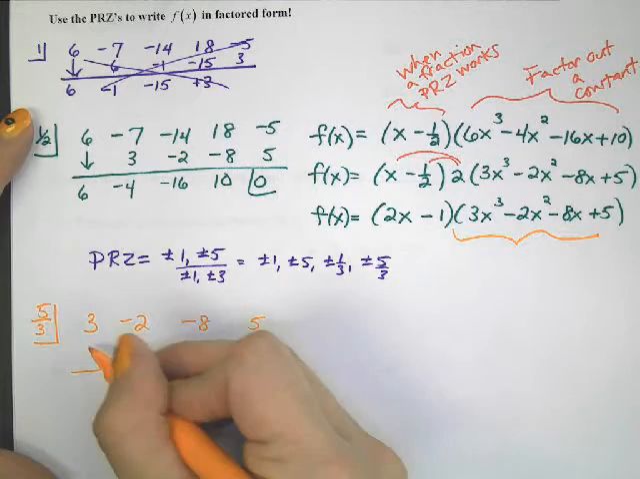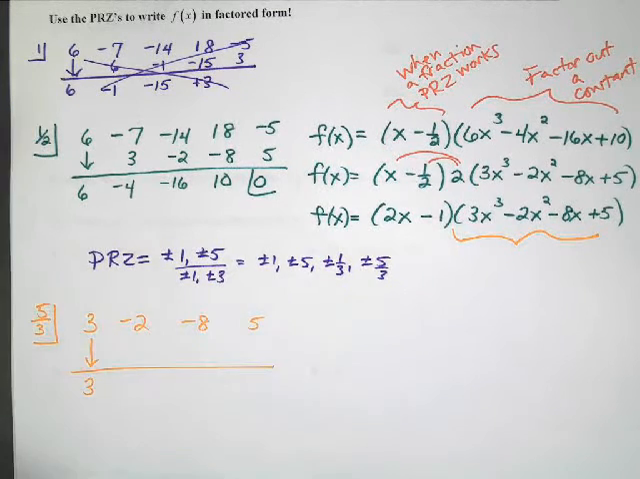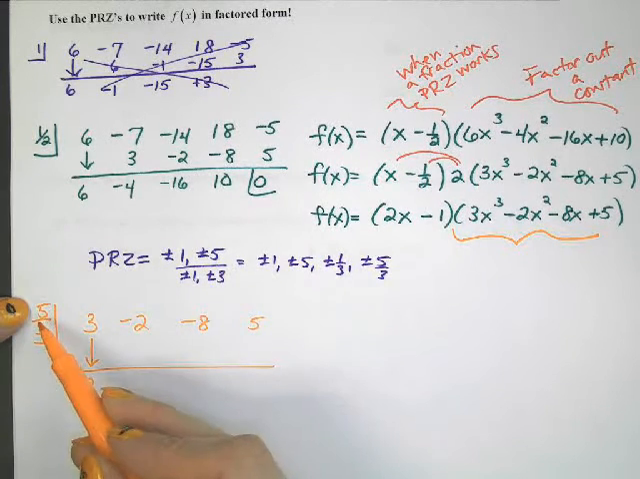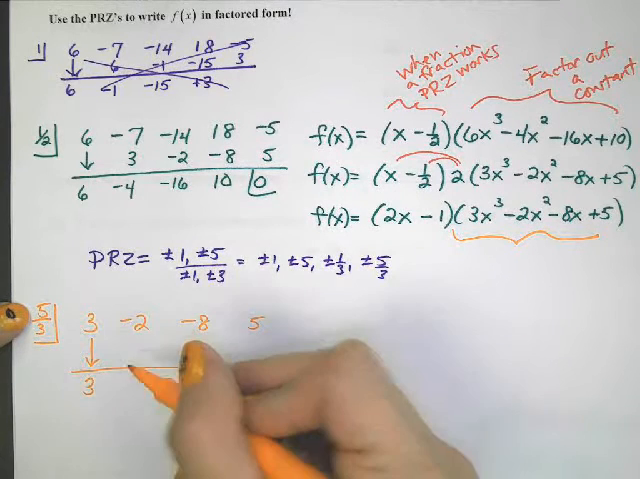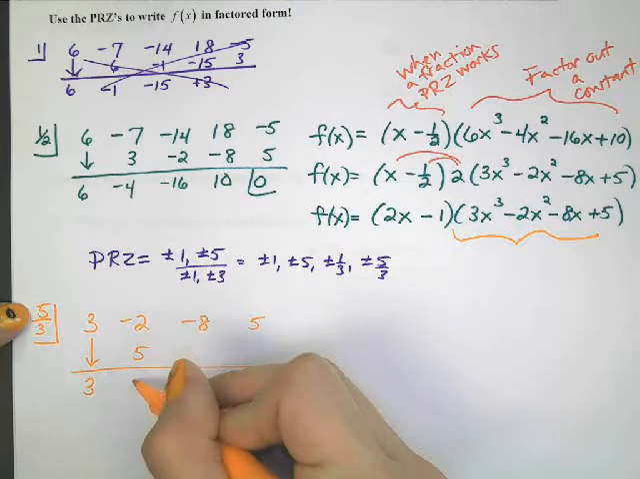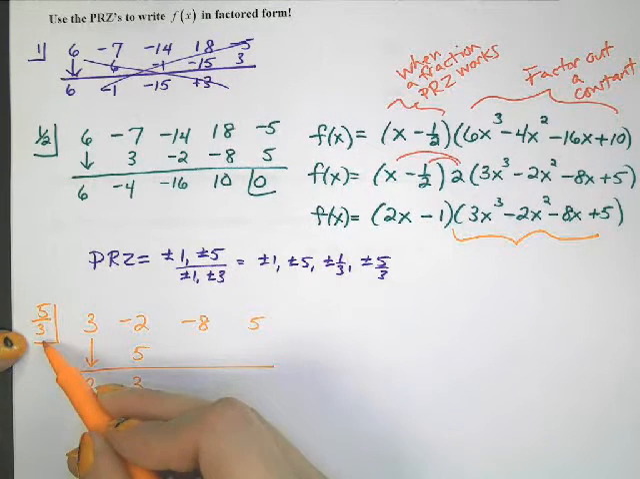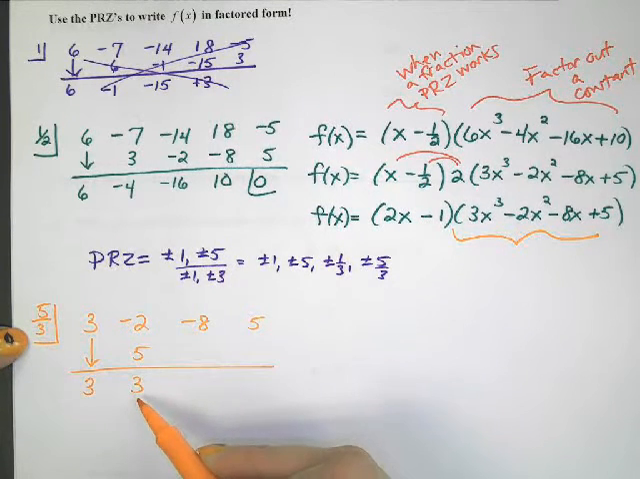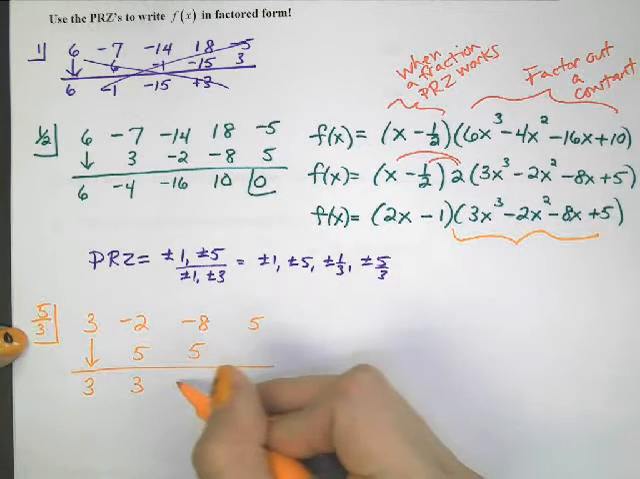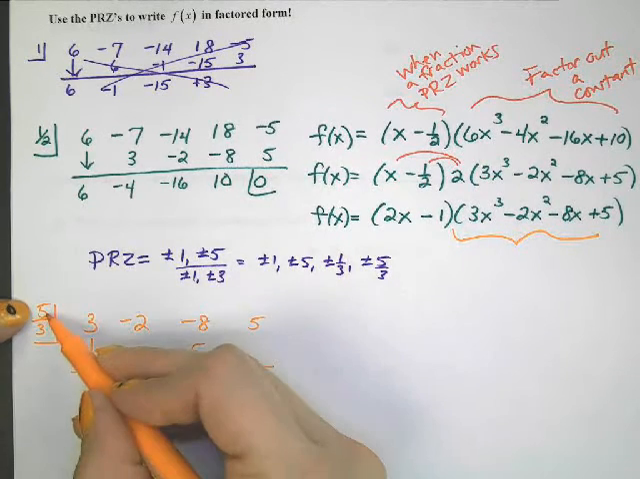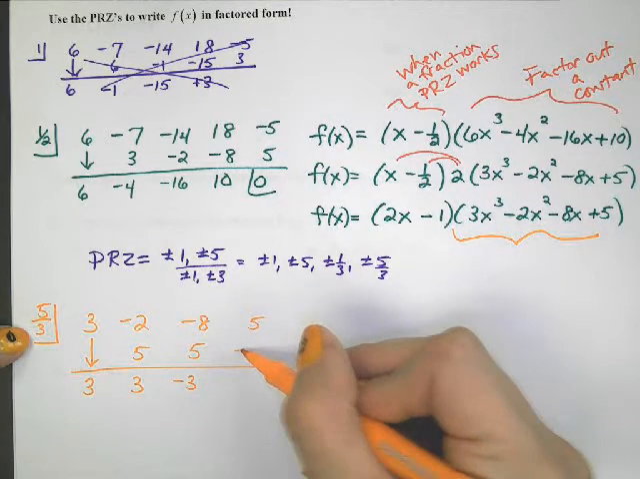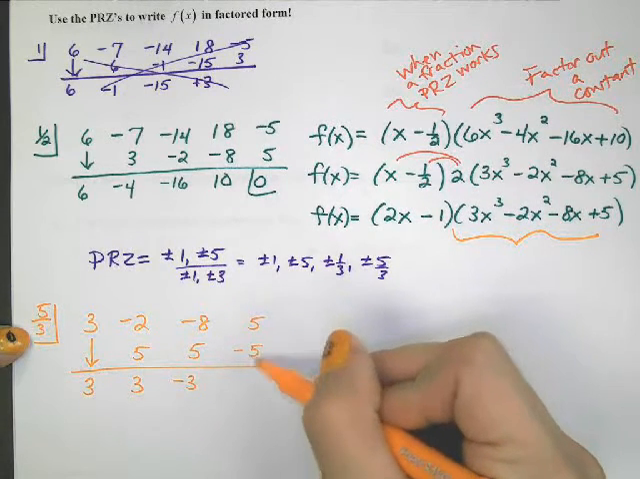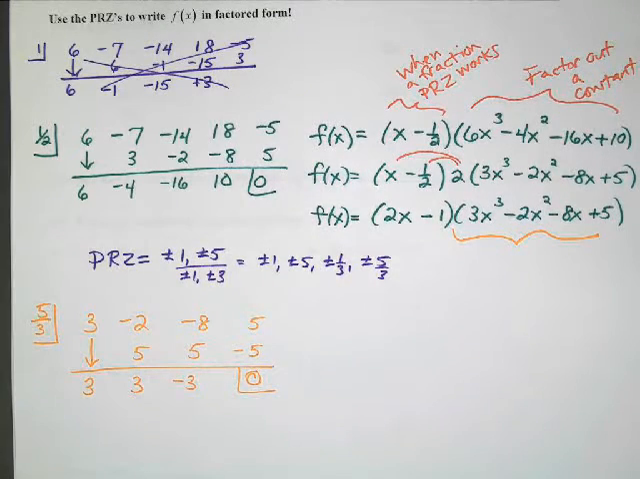Okay, we're going to drop down the 3. So what we need to do here is 5 divided by 3 times 3. That's just a 5. Add those together and get a 3 again. 5 divided by 3 times 3 is just a 5. Negative 3: 5 divided by 3 times negative 3 is negative 5. And look at that, it worked.